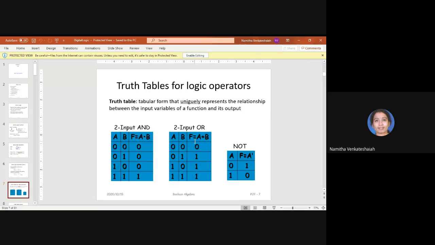Similarly, we have the OR operation, A plus B. 0, 0 is 0; 0, 1 is 1. When A is 1 and B is 0, the answer is 1. And when A is 1 and B is 1, the answer is 1. So this resembles which operation? Addition, correct. But the only thing is 1 plus 1 will not become 2. That much common sense we should have when dealing with binary logic. And similarly, NOT: if the input is 0, the output will be 1. If the input is 1, the output will be 0.